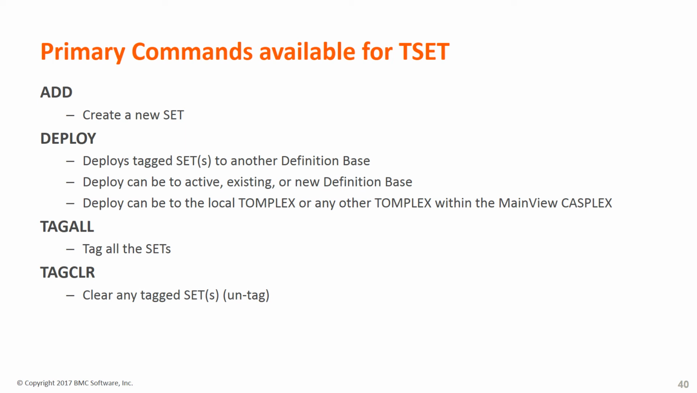The TOM TSET view supports several different primary commands, the first of which is the add command, which is used to create a new set. The deploy command deploys tag sets to another definition base, and again, that definition base can be the active definition base, it can be an existing definition base, or it can be a new one. The deploy command can be used to deploy to either the local TOMplex or to a different TOMplex so long as it's connected via CAS connections. There's a tag all command that tags all of the sets, and there's a tag clear command that clears all of the sets that have been tagged.